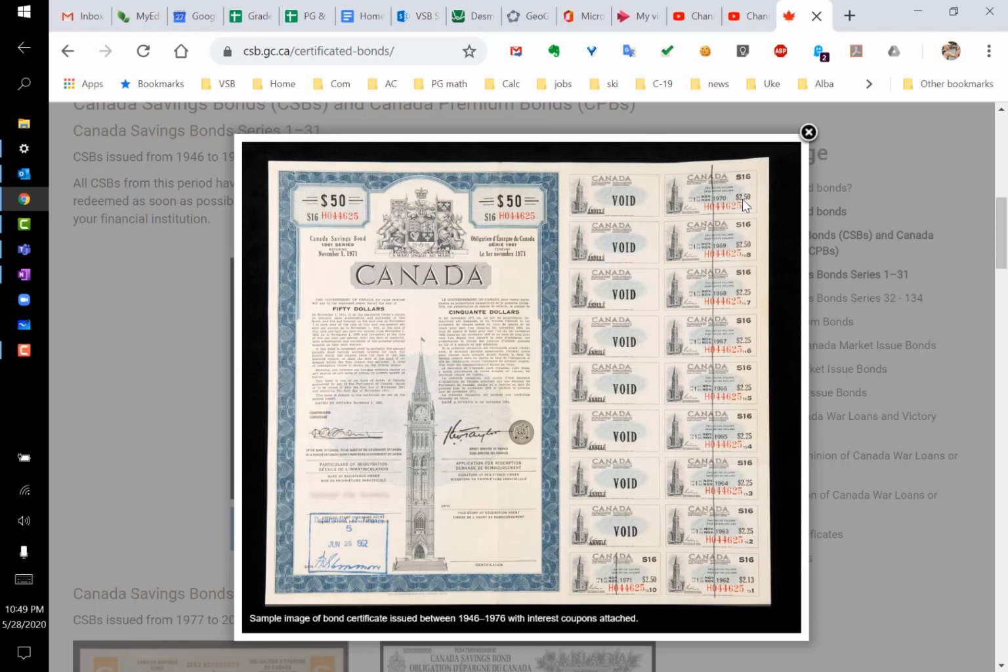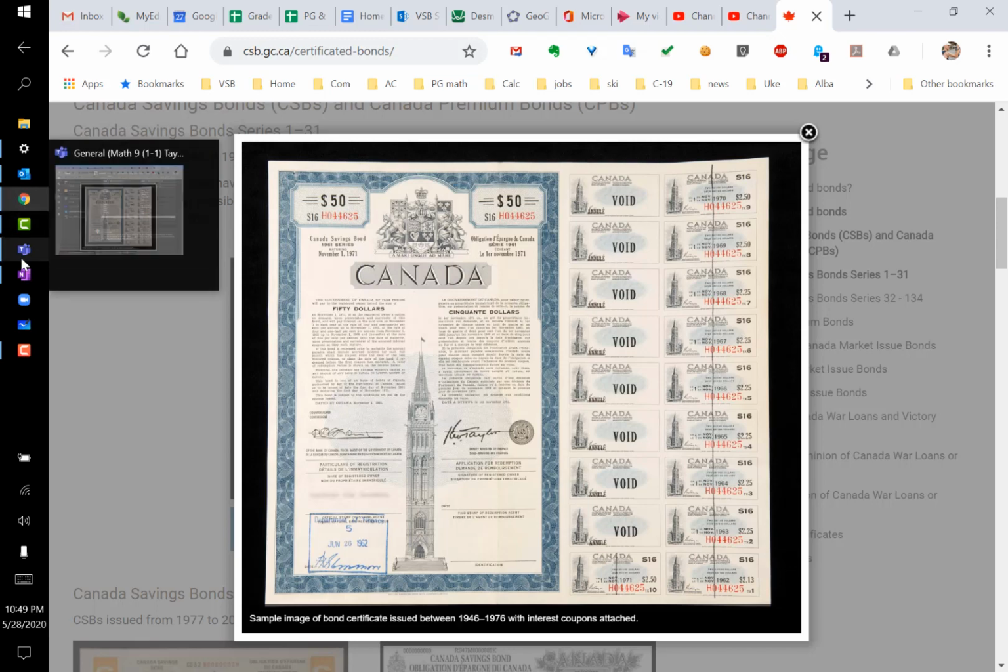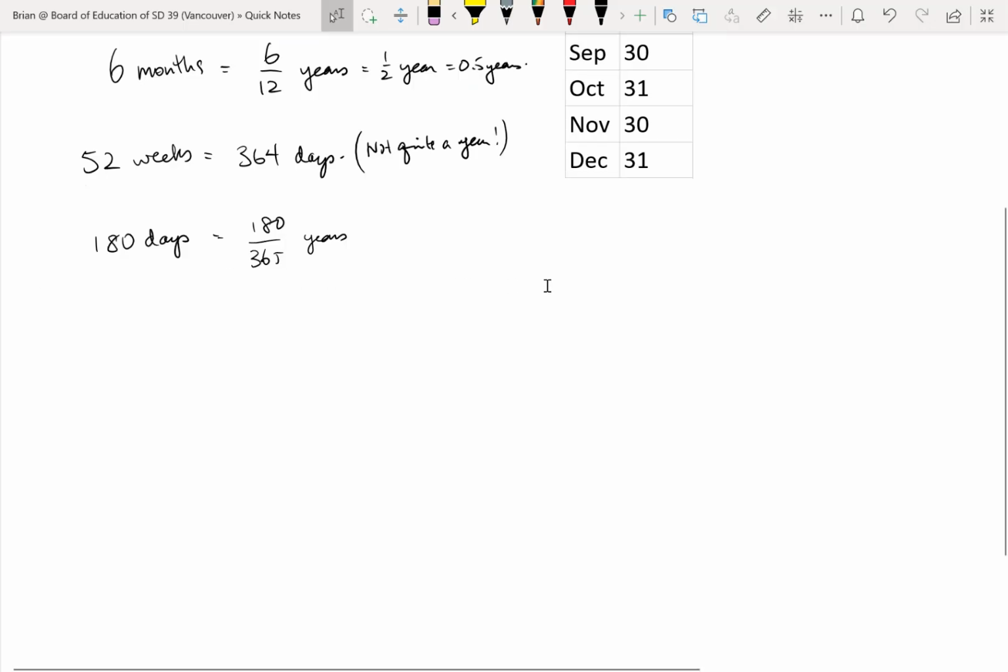So that'd be 5%. And you would literally take this little coupon into the bank, and then you would get your $2.50, and you could do whatever you want with it. But it's not going to change how much interest you get the following year. Okay, so that's the idea behind simple interest. So let's go back and do some problems.